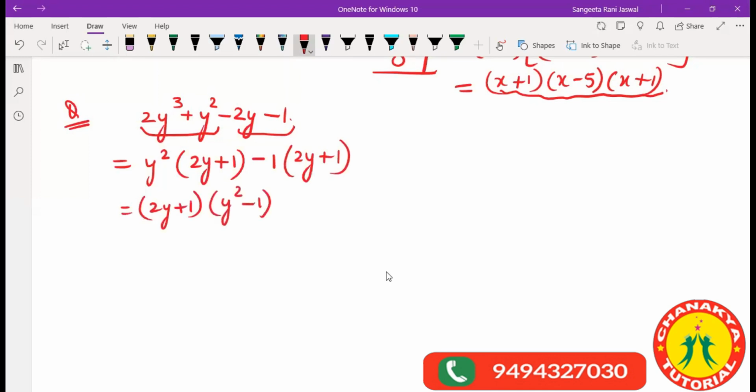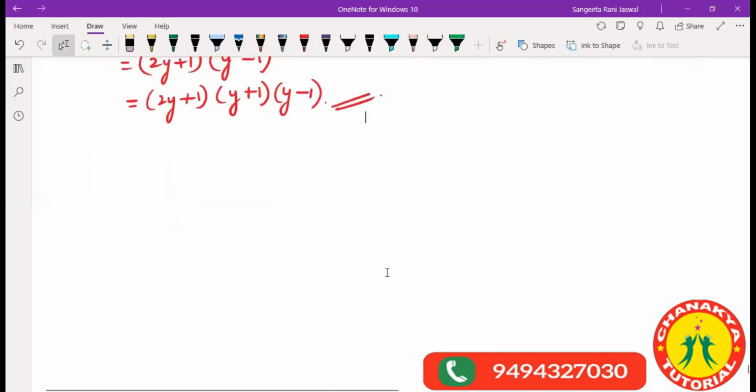Y square minus 1 means y square minus 1 square, since 1 can be written as 1 square also. So that can be split into y plus 1 and y minus 1, as you have the identity a square minus b square. So you can write it as y plus 1 and y minus 1. So this equation is done like this. Here we have 3 factors.